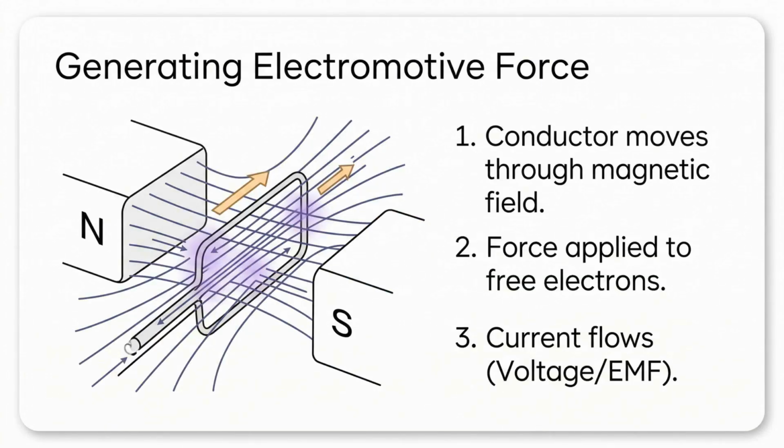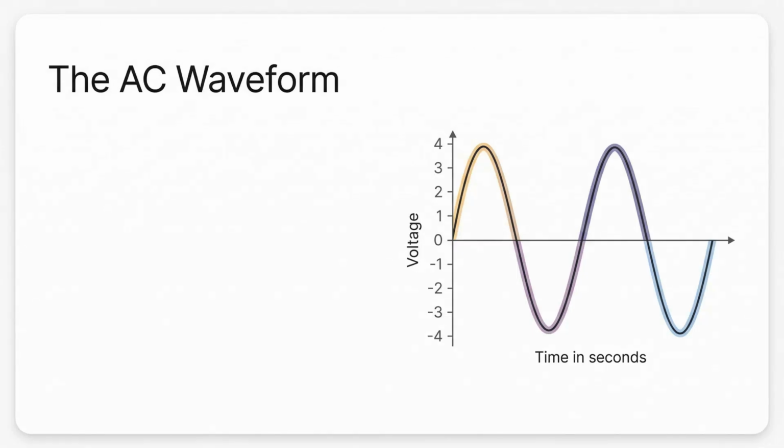As the wire loop rotates, it crosses the invisible lines of magnetic force between the magnets. This magnetic field applies a physical force to the free electrons inside the wire, compelling them to move. This movement of electrons creates an electromotive force, or voltage, which is then transferred to an external circuit using slip rings and brushes. To understand how this reversing voltage behaves over time, we use a graphical representation called a waveform.